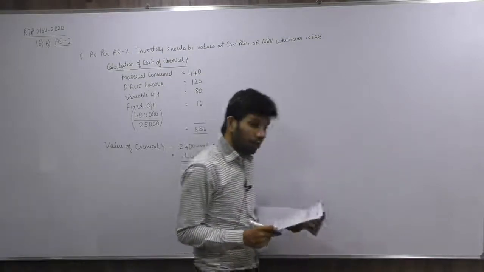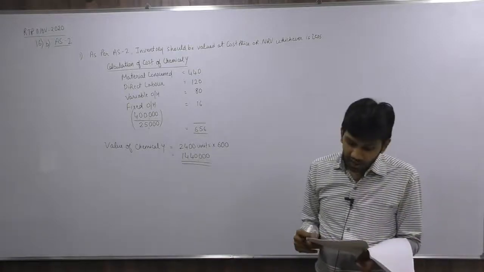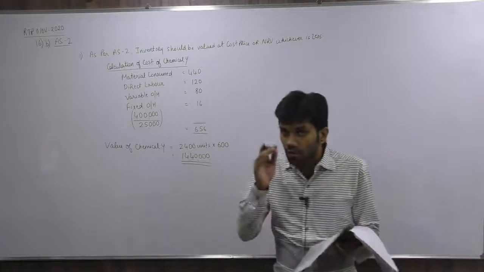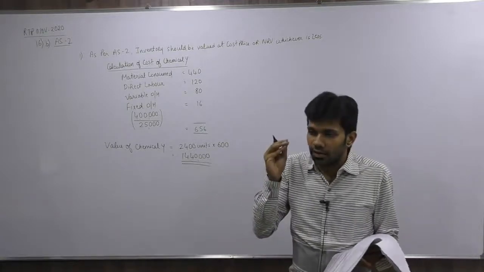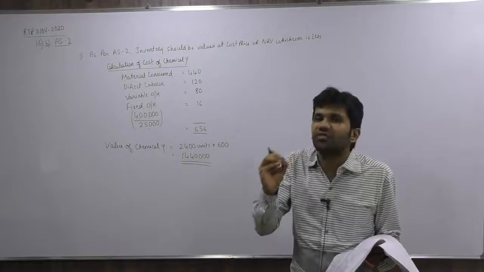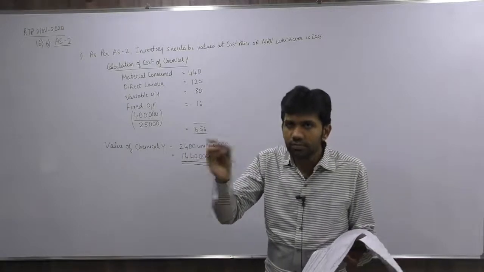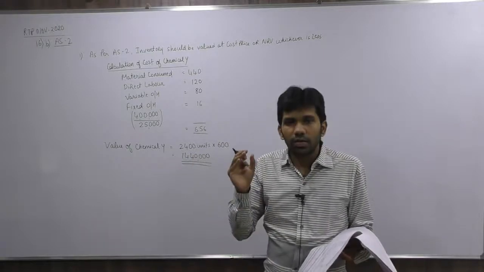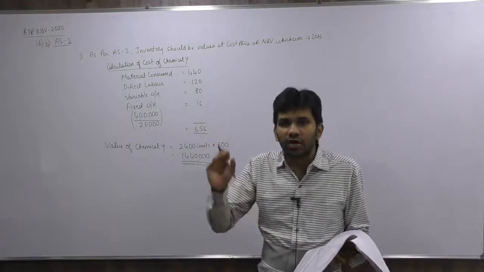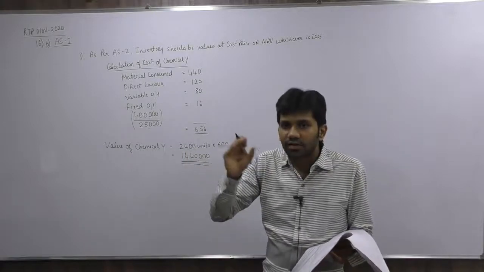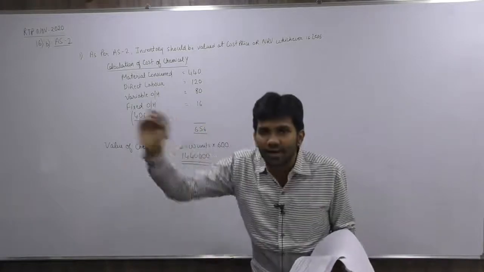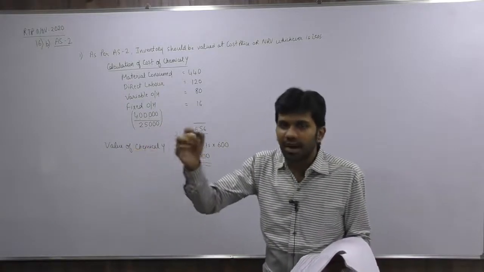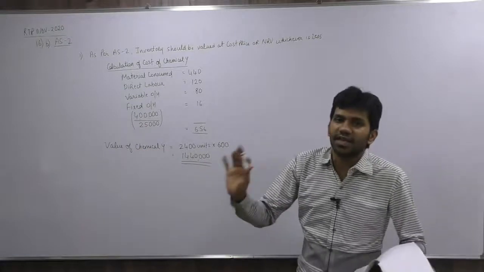Now what about raw material X? Raw material X is used in chemical Y. So there is a provision about valuation of raw material. If finished goods in which raw materials are used are valued at cost or above cost, then the raw material should be valued at cost. I repeat, if finished goods in which raw materials or supplies are used is valued at cost or above cost, then the raw material should be valued at cost.